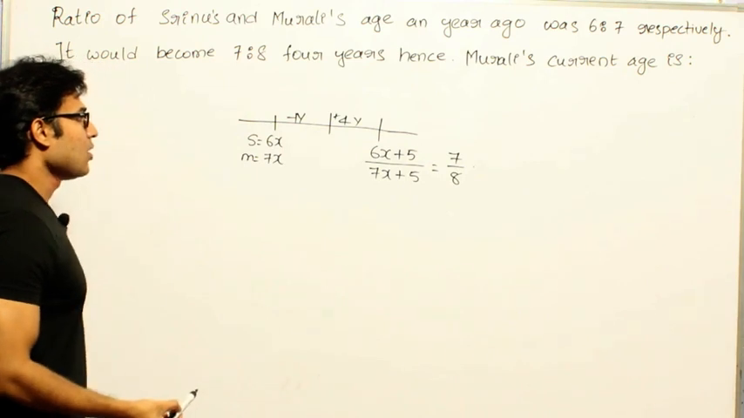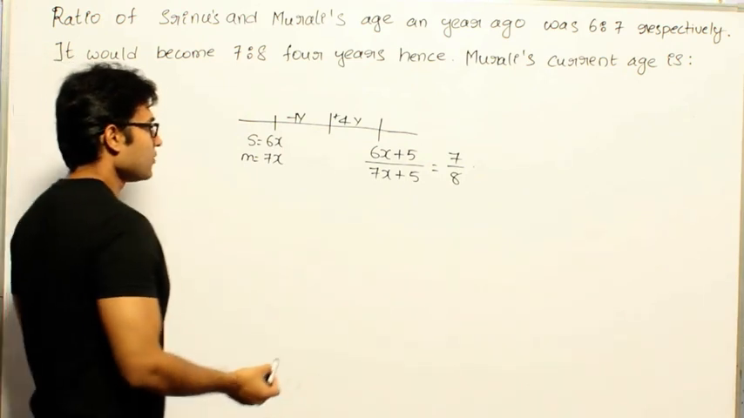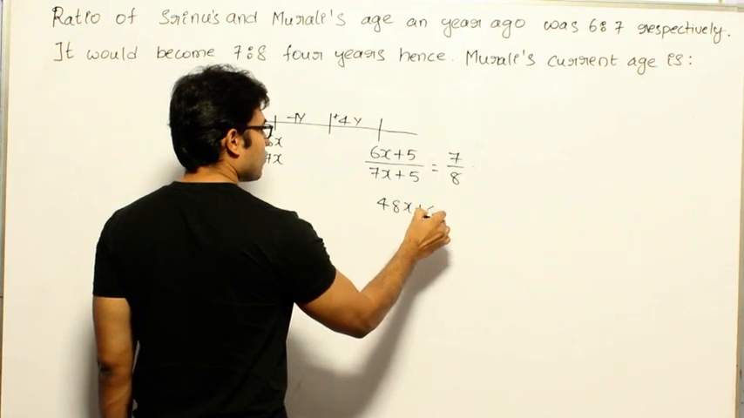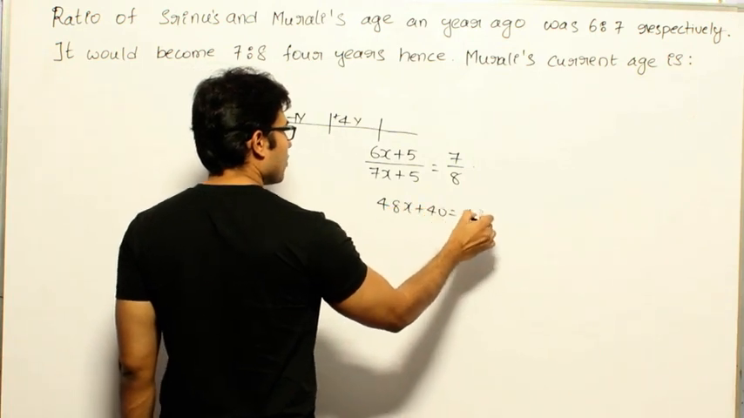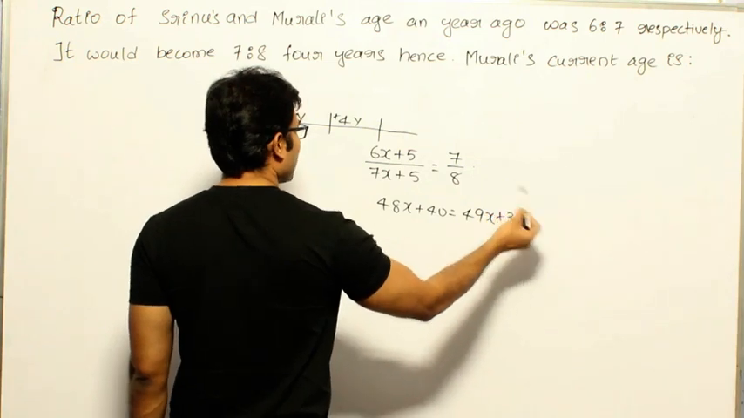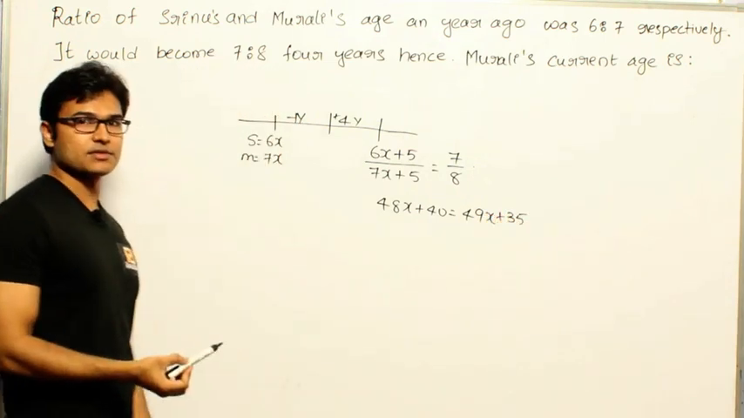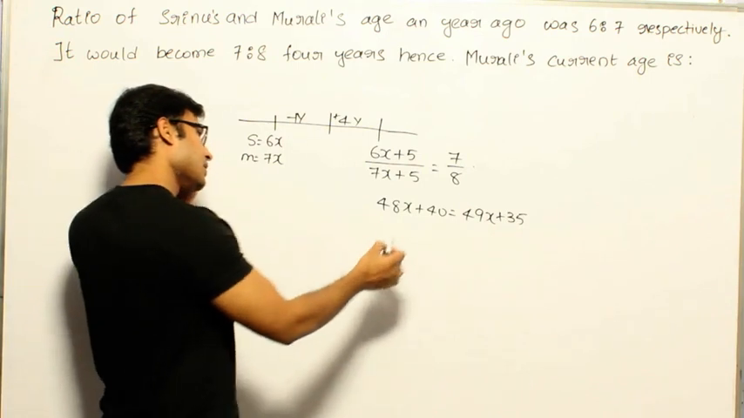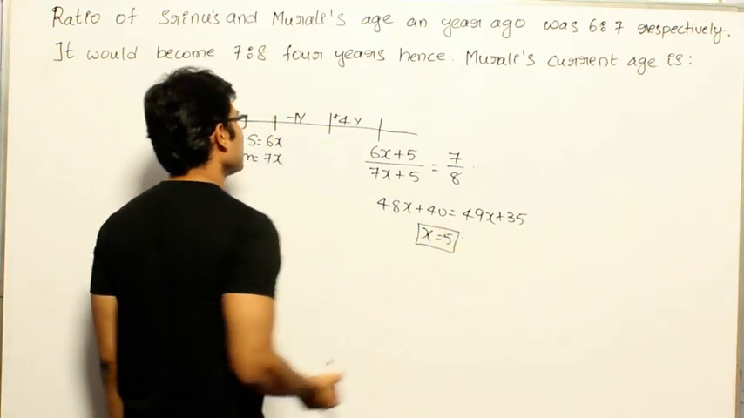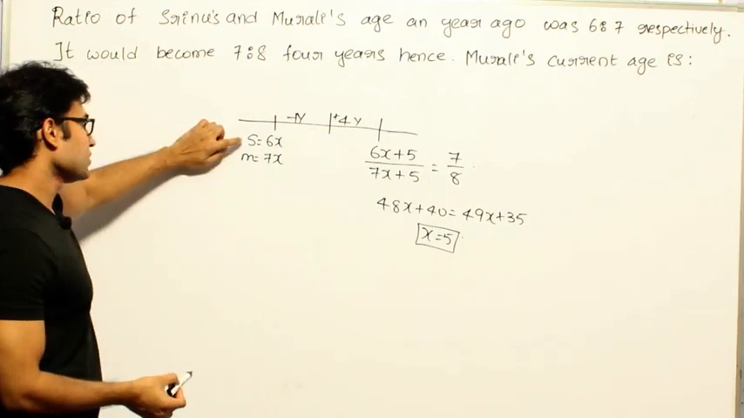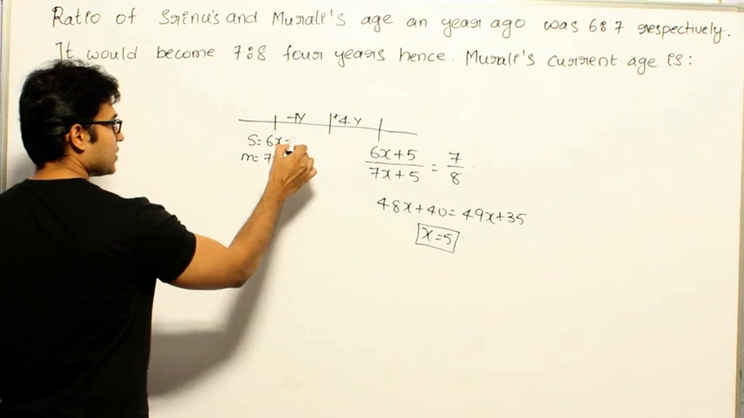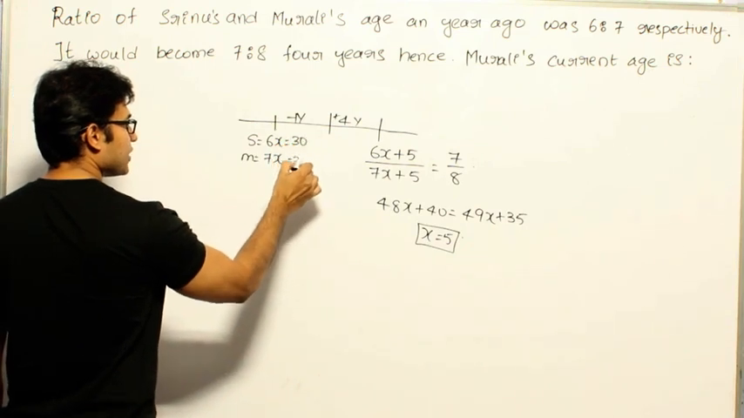Got it? Okay. Now if you try to solve for the value of x, you are going to get 48x plus 40 equal to 49x plus 35. There are various ways of solving it. This is one of the ways. Now what do we get? x equal to 5. Now since we got x, we can know what their ages were 1 year back. So 1 year back, the age of Srinu is 30 and the age of Murli is 35.